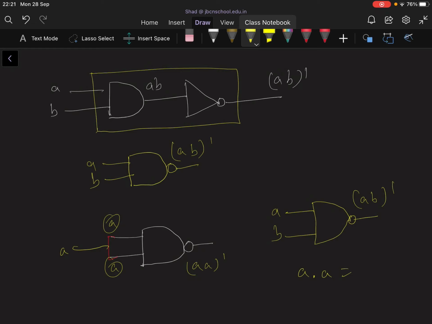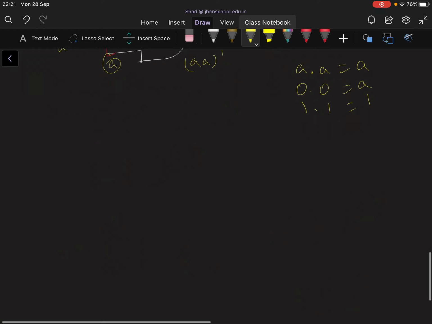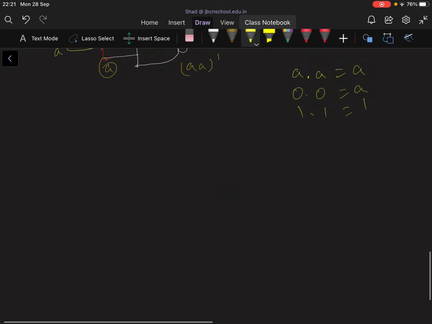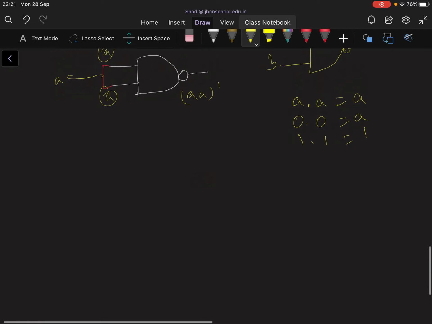So A into A is A: 0 into 0 gives you 0, and 1 into 1 is equal to 1. So these rules you have to remember. Remember these rules always, right? So now what is the answer for this? This is similar to A's complement, because what you see here is the same thing. These are the small rules which you have to remember.